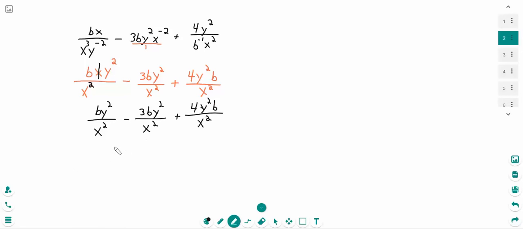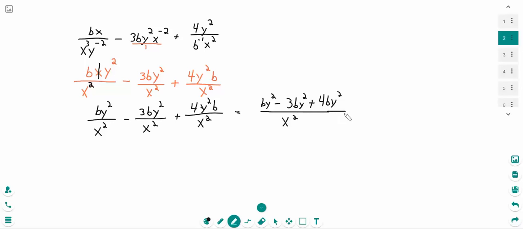And now, look at our denominators. They're all the same. The denominators are exactly the same for each term. So we can actually combine all of these. And we combine them just like we did in the previous problems by writing all of these terms over the single denominator x squared. And we have for our first numerator by squared. And then we have a minus 3by squared. And then we have a plus, and I'm going to write this one in alphabetical order, a 4by squared.